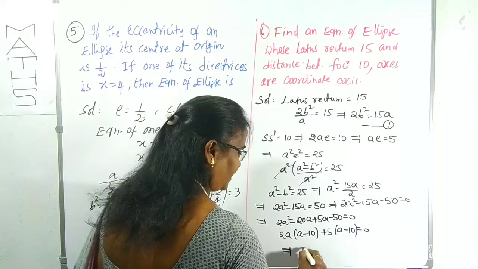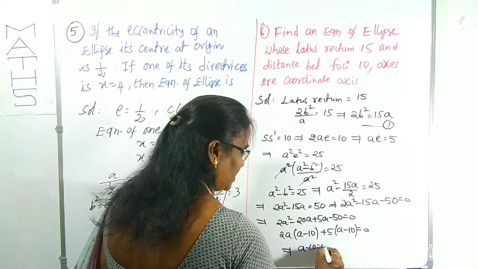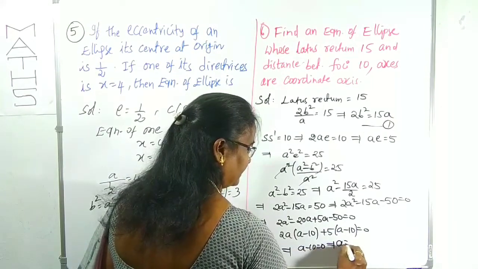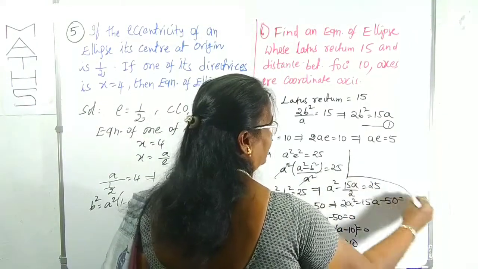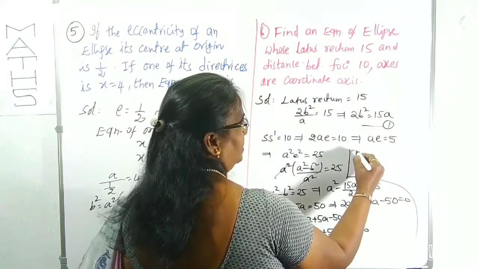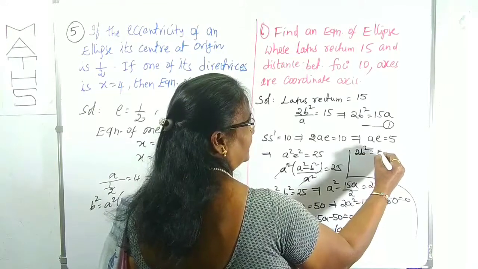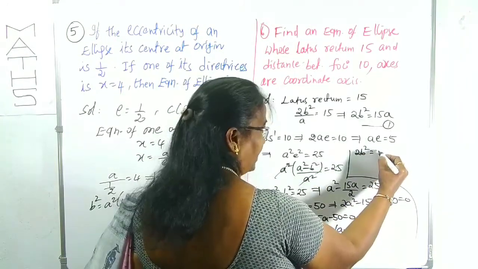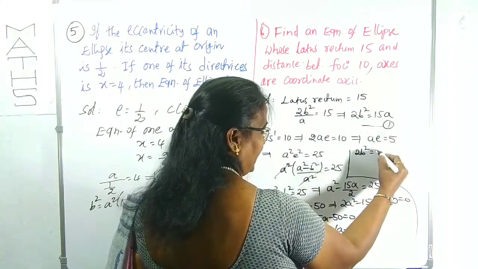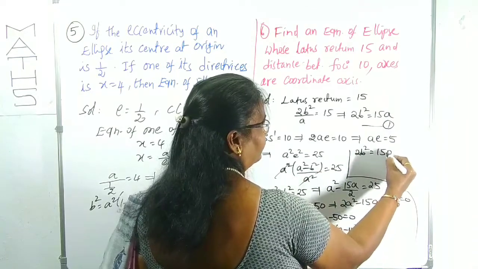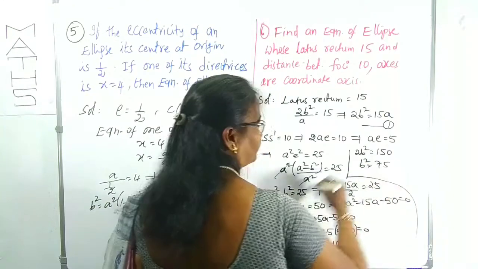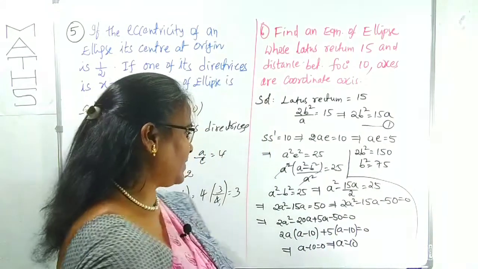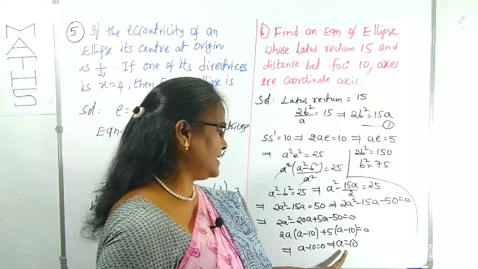What is the rest of the factor? a minus 10 is 0. Simply a is 10. You know a is 10. What about b square? Substitute here. 2b square is equal to 10 into a, 15 into a is 10, that is 150. Therefore, b square is clearly 75. Okay, b square is 75 and a square is 100.